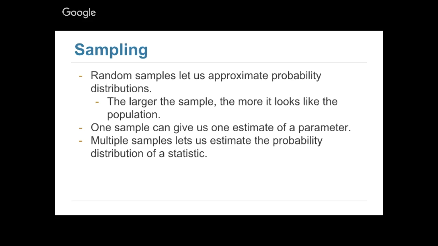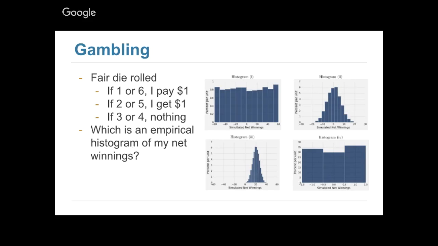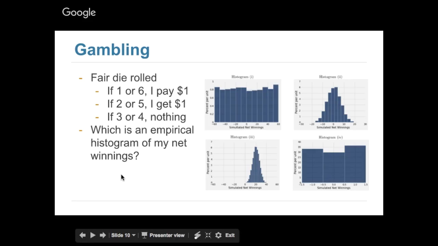Let me give you a question. Suppose that I roll a fair die. If I roll a 1 or a 6, I pay the casino $1. If I roll a 2 or a 5, the casino pays me $1. And if I roll a 3 or 4, nothing happens. Which is an empirical histogram of my net winnings? I hope you can see it in the back.